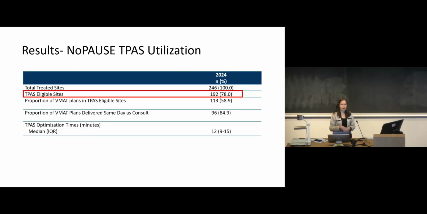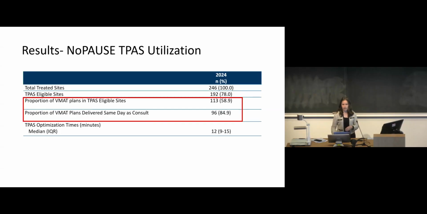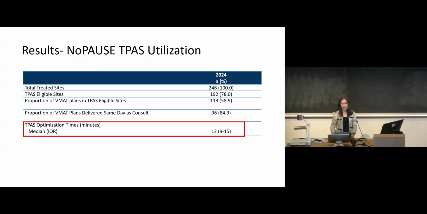Looking now specifically at TPAS utilization, so of all of the sites treated within the 2024 cohort, 78% of these were eligible for a VMAT plan generated with TPAS. And we saw that 60% of these sites did go forward with a TPAS-generated VMAT plan, with 85% of these plans being delivered on the same day. And remarkably, the median optimization time of these plans was only 12 minutes.